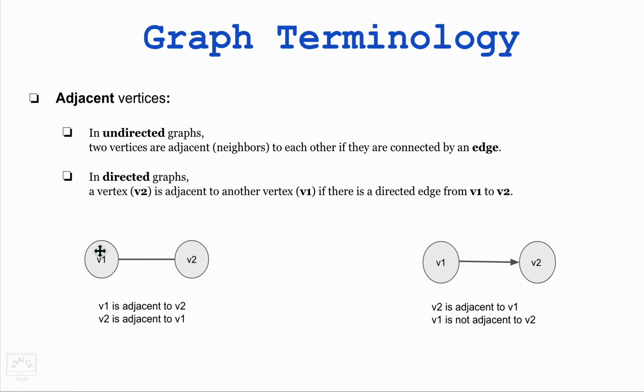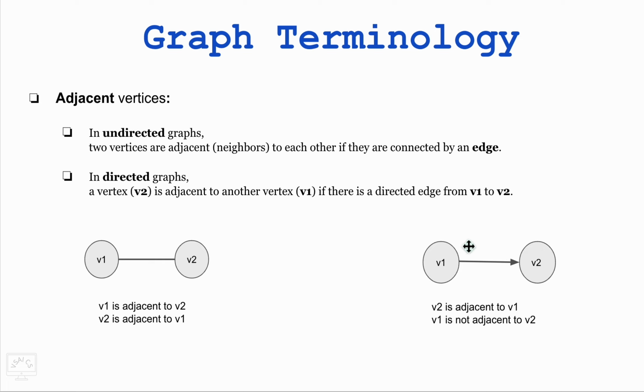But in directed graphs, since the edges have a direction, a vertex v2 is adjacent to another vertex v1 if there is a directed edge from v1 to v2. To make it easier to remember, you can check if the vertex is reachable from the other vertex. In this directed graph, there is a directed edge from vertex v1 to v2. So the vertex v2 is reachable from the vertex v1. So we can say that v2 is adjacent to v1.